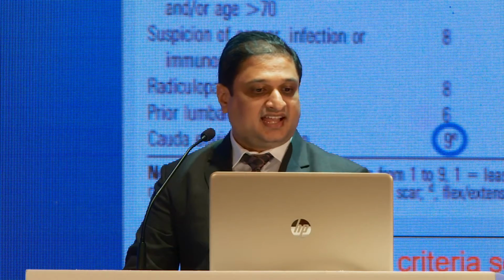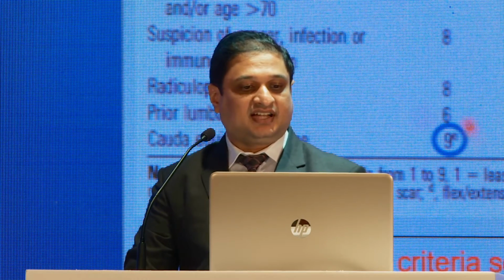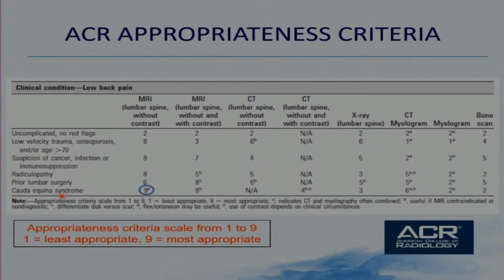On the other hand, MRI will have a high score of 9 for cauda equina syndrome. And as expected, CT and X-rays will have a high score for trauma. And if we are suspecting cancer, infection, or immunosuppression, a bone scan will have a higher score.